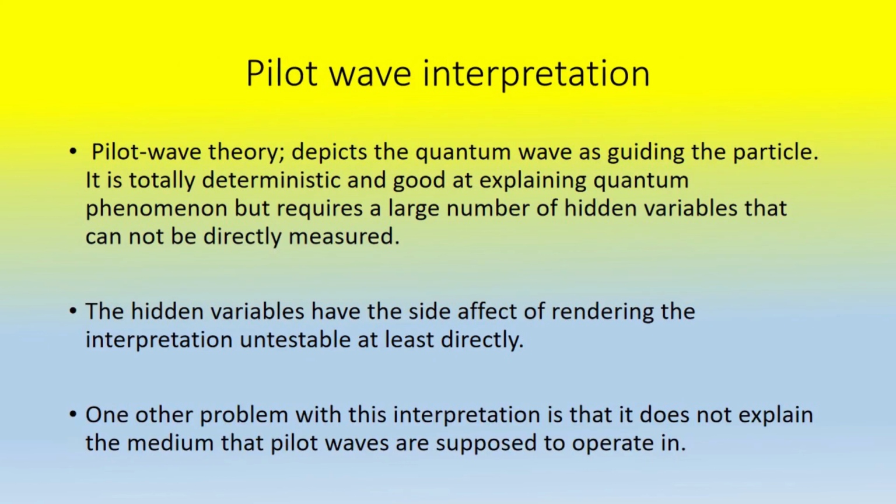Pilot waves depict the quantum wave as guiding the particle. It is totally deterministic and good at explaining quantum phenomena, but requires a large number of hidden variables that cannot be directly measured. The hidden variables also have the side effect of rendering this interpretation untestable, at least directly. One other problem with this interpretation is that it does not explain the medium that pilot waves are supposed to operate in.